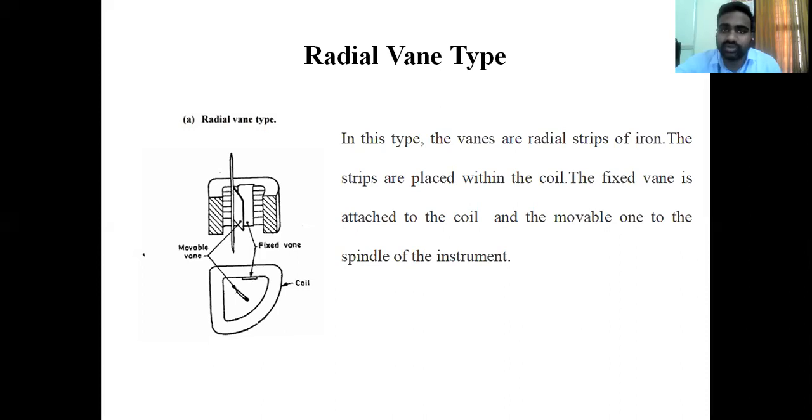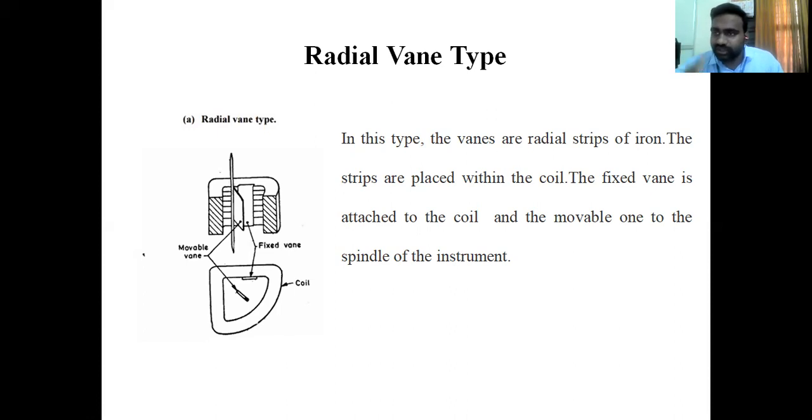In the concept of the radial vane type moving iron instrument, we have two vanes. One is the fixed vane, and this is the fixed vane. This is our coil, the sectored segmented coil. This is also an electromagnet, and this is nothing but a fixed vane, and this is a moving vane. The moving vane is connected to the spindle, and that spindle is connected to the needle. Okay, so I hope that clears the axis.